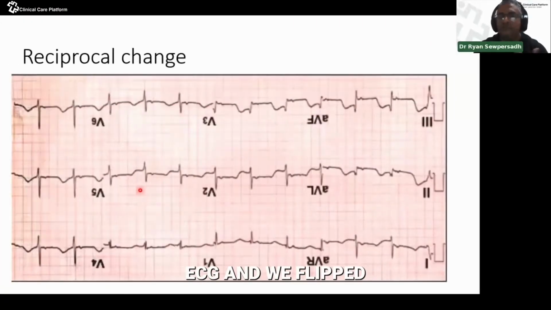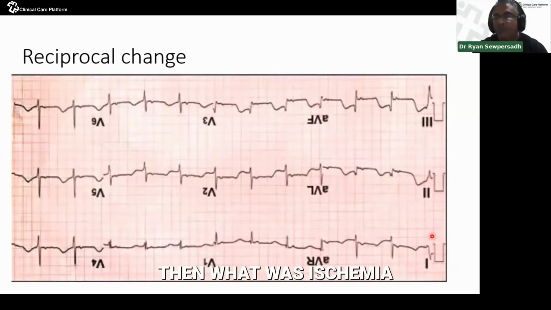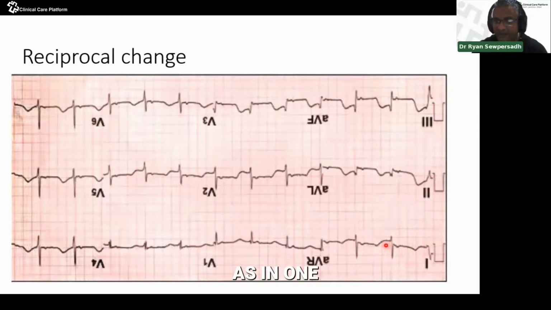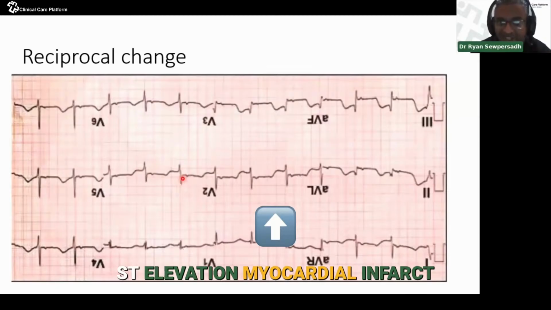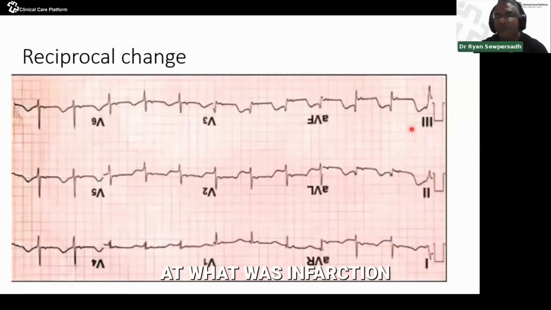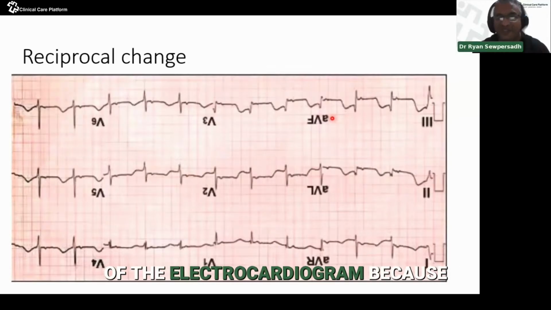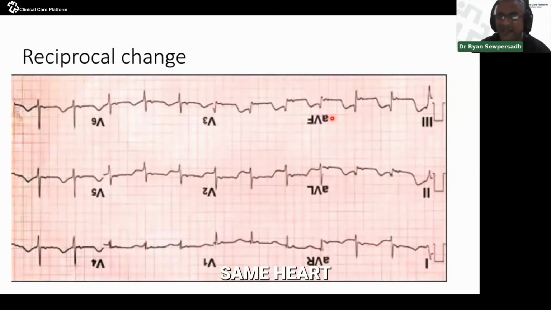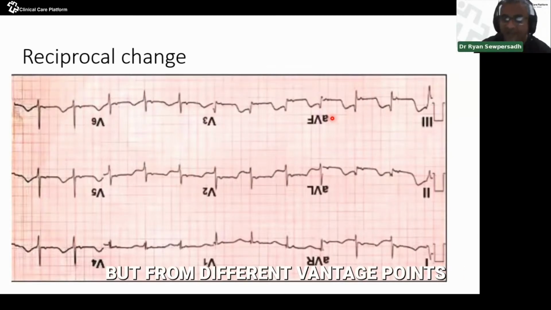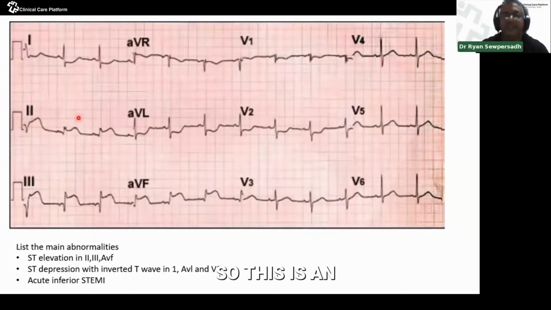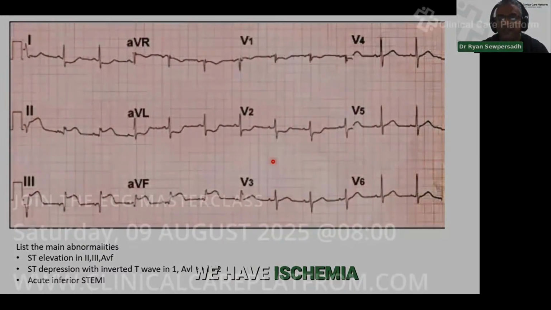We took that same ECG and we flipped it around, right? And if we read this ECG from right to left, then what was ischemia, as in 1, AVL, and V2, now looks like ST elevation myocardial infarct. If we look at what was infarction in 2, 3, and AVF, if we read it from right to left, now looks like ischemia. That is the beauty of the electrocardiogram, because guys, we're looking at the same heart, but from different vantage points. Hence, we use the term reciprocal change. So this is an inferior myocardial infarct. But in the anterior territory, we have ischemia.